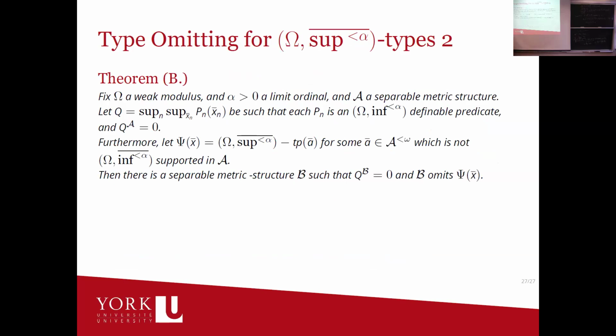Actually, yes. What does B have to do with alpha? I don't see, alpha just disappears at some point. So remember, the formula that I'm trying to keep true is sub alpha, and the type I'm trying to omit is sub less than alpha. And I'm just saying I can put that together into a model. Yeah. Any other questions?